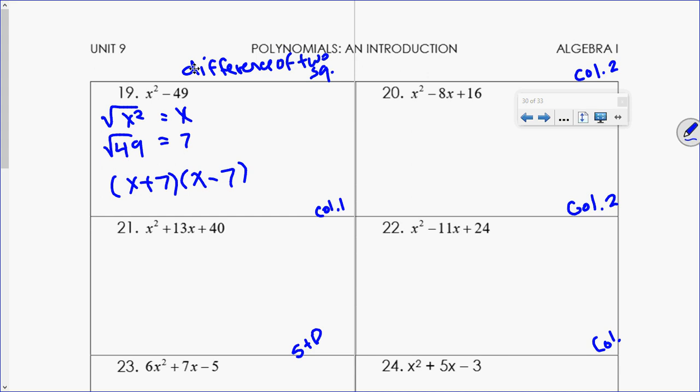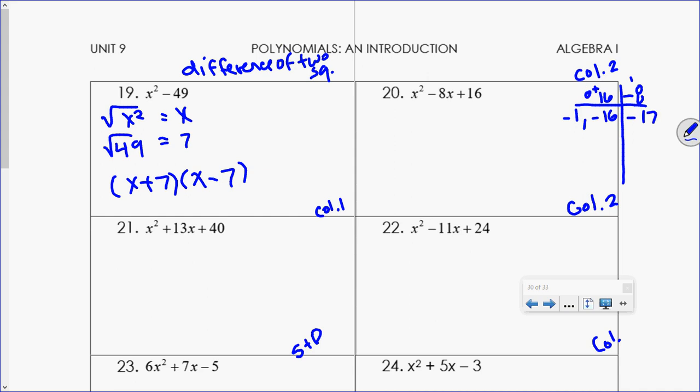Number 20, we're looking for two numbers. They multiply to this positive 16. They add up to this negative 8. So two numbers, and they both have to be negative. So we go through the system. Negative 1, negative 16, I get negative 17. Negative 2, negative 8, I get negative 10. Negative 3 doesn't work. Negative 4 and negative 4, I get negative 8. There's my factor. So this equals x minus 4 times the quantity of x minus 4.